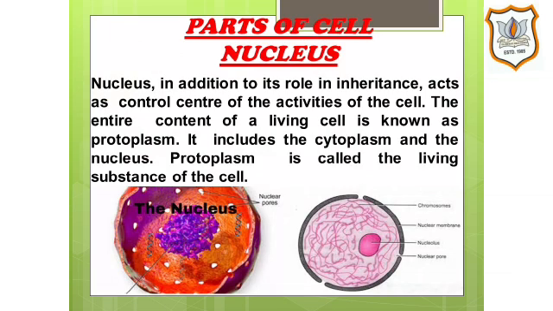Nucleus, in addition to its role in inheritance, acts as control center of all the activities of the cell. The entire content of a living cell is known as protoplasm. It includes the cytoplasm and the nucleus. Protoplasm is called the living substance of the cell.